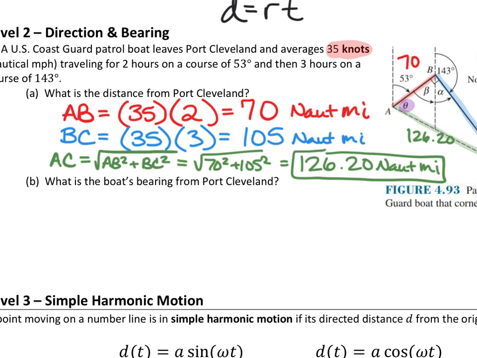If I were to just zoom in on this triangle, just to give you a different picture, we're trying to find theta. We know that this side length is 70, this side length is 105, and this side length is 126.20. We just found that out. We also know based on our picture that this is a right angle. Doesn't look like it the way I drew it, but in our picture it's a right angle. Okay, what trig function could I use to figure out theta?